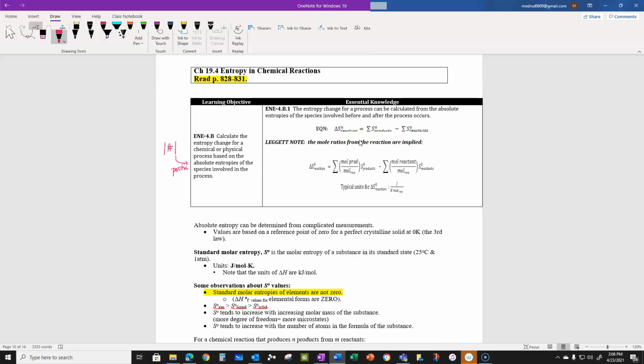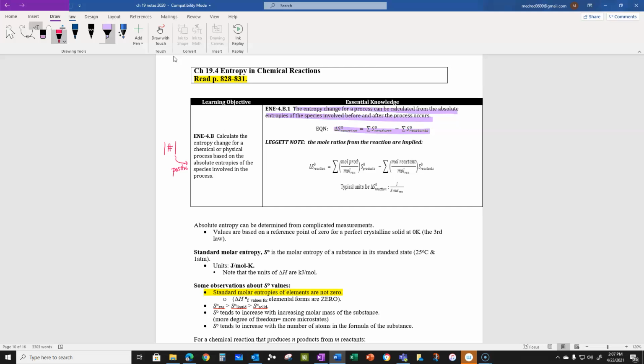So the entropy change can be calculated from the absolute entropies of the species in that process. So products minus reactants. There's a big change compared to delta H when we did products minus reactants. So be very careful of the moles when you are doing this. If you do have moles in the equation, you do have to still multiply by however many moles that you have. So products minus reactants.